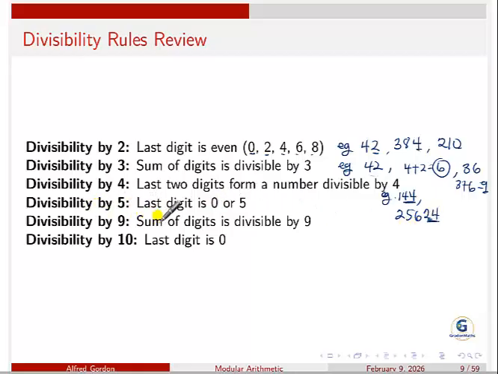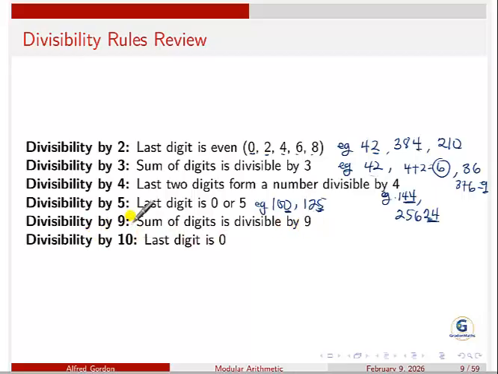Another is divisibility by 5. If the last digit of a number is 0 or 5, then the number is divisible by 5. Any number I write, like 100, the last digit is 0, divisible by 5. I write 125, the last digit is 5, divisible by 5. So any number with the last digit 0 or 5 is divisible by 5.